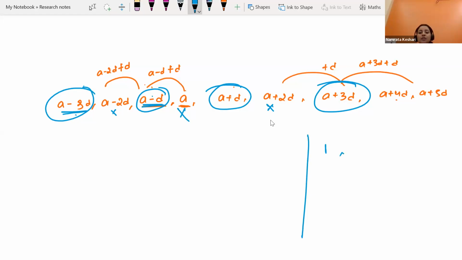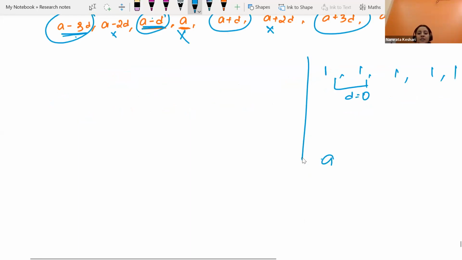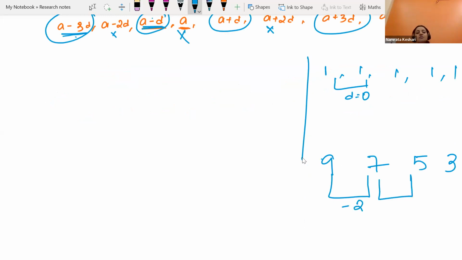अगर मैं यहाँ लिखूं 1 1 1 1 1 1, इज इट इन AP? यस, इट इज इन AP, या द कॉमन डिफरेंस इज 0. अगर मैं लिखूं 9 7 5 3, इज इट इन AP? ये भी AP में है. यहाँ कॉमन डिफरेंस क्या है? -2. चेक इट. मतलब ऐसा सीक्वेंस जहाँ पे डिफरेंस सेम है, डिफरेंस 0 भी हो सकता है, 1 भी, d भी, 2d भी, 5d भी हो सकता है, बस सारे गैप्स सेम होने चाहिए. ऐसे सीक्वेंस को हम AP बोलते हैं.